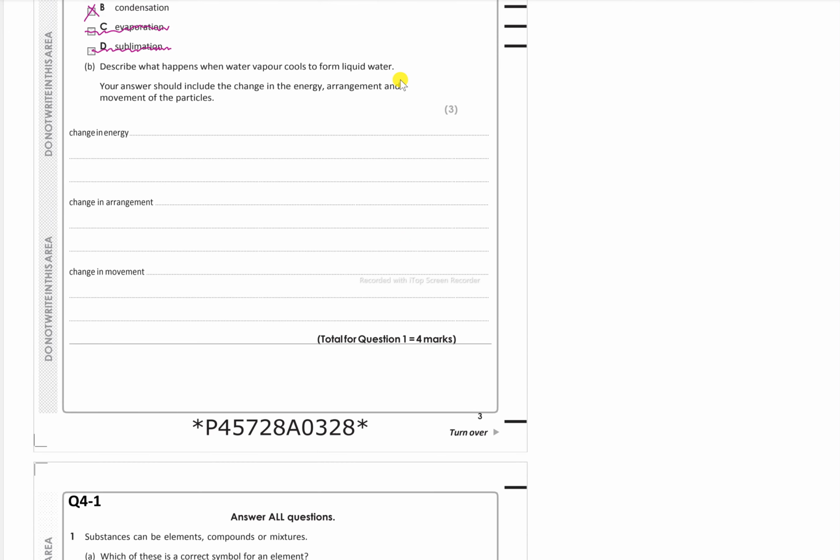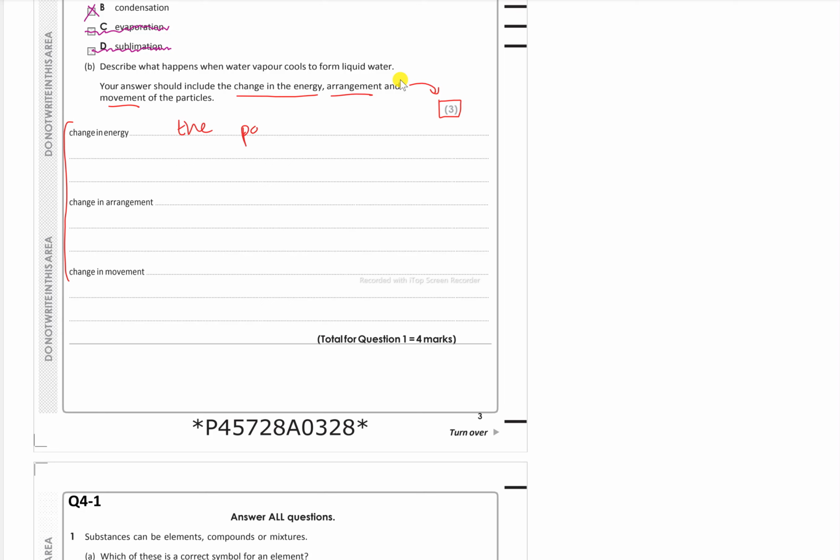Right, describe what happens when water vapor cools to form liquid. Your answer should include the change in energy, arrangement, and movement. So look, what they've done is they've split this question up for you. Sometimes, and the way the questions are going, they're going to just say, do that. And then they won't give you spaces to write in, so you've got to put them sentences together, yeah?